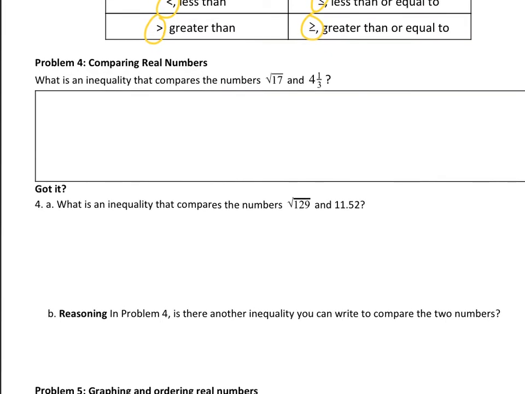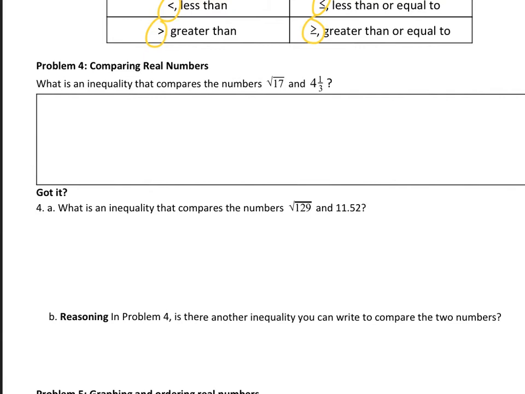Write an inequality that compares the numbers square root of 17 and 4 1/3. For me, to compare two numbers more easily, I'd like them to be in the same form. So I would just literally take the square root of 17 and round it. Square root of 17 is about 4.12. 4 1/3, think about that, it's 4.3 repeating. So when I read this, 4.12 is less than 4.33 repeating. So I'm going to write that inequality symbol. And that's pretty much it.